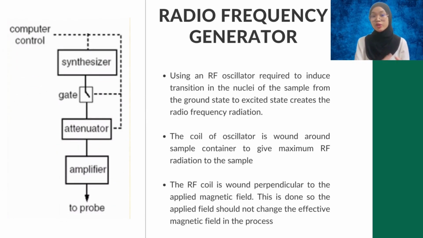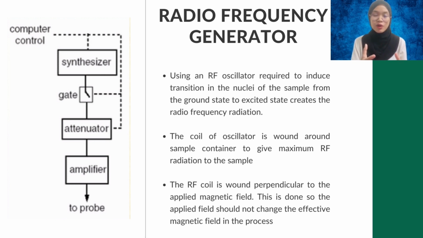Next, the radio frequency generator, which functions to generate radio frequency to induce transition in the nucleus of the sample from the ground state to the excited state. In order to generate this frequency, a radio frequency oscillator is used. The slide shows the block diagram, which shows the radio frequency source being produced until it is delivered in the probe to the sample.